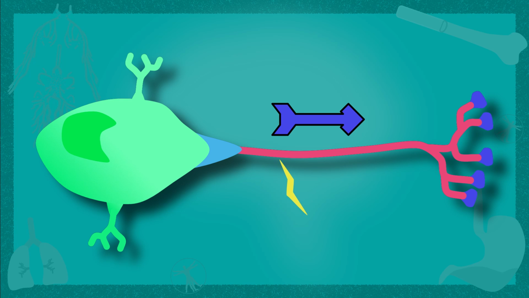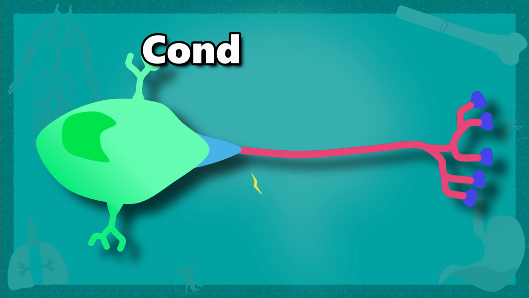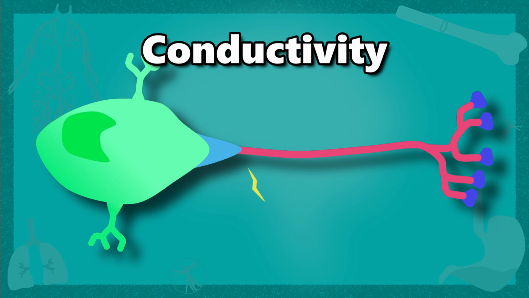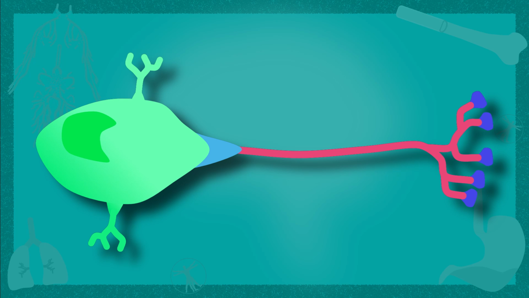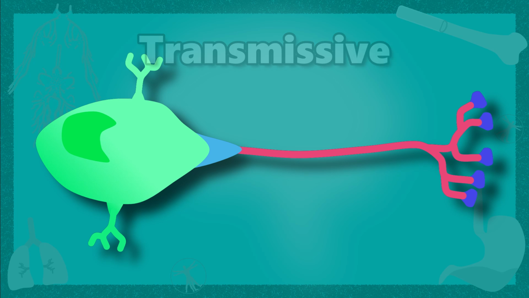The axon is called the conductive segment because it conducts the signal or the action potential from the axon hillock down to the transmissive dendrites. This is the concept of conductivity. It allows the signal to rapidly cover long distances. So it conducts a signal sort of like the electricity conducting from your phone charger to your phone. Lastly, the transmissive segment transmits neurotransmitters to the next nerve cell.